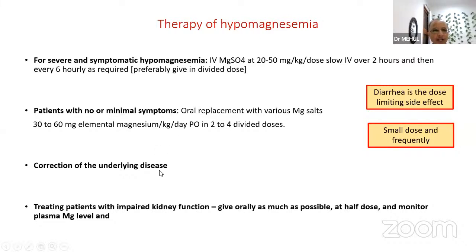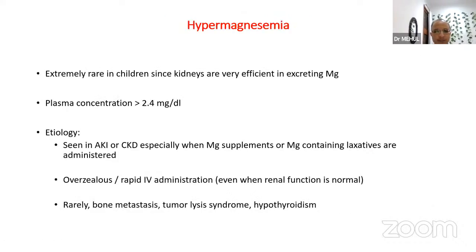Identify and treat the underlying disease, and be careful when administering magnesium in patients with impaired kidney function. We should give it orally as much as possible, usually at half the dose, and monitor the plasma magnesium levels.